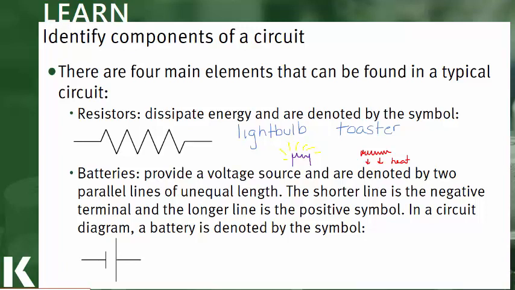Our next element is a battery. These provide a voltage source. In order to have running current, you must have a voltage. In a circuit, we denote batteries by the symbol here, where the longer line is the positive terminal and the shorter line is the negative terminal.